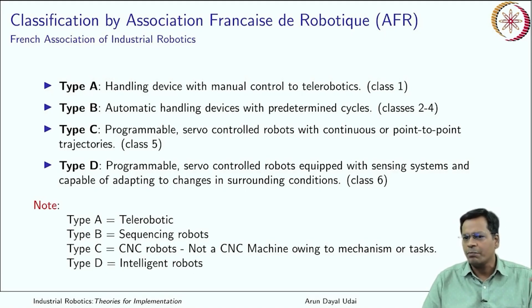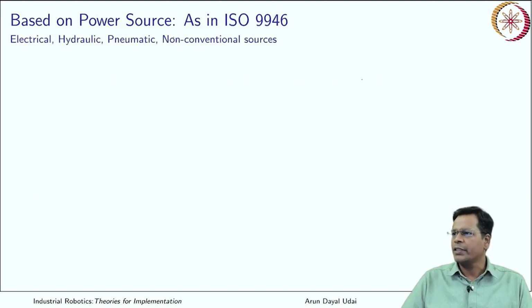Now we'll look at some different ways of classifying industrial robots. Moving ahead, based on the power source, how can we classify a robot? As in ISO 9946, this is a mandatory requirement, as I have said. So a robot can be classified with electrical actuators, electrical motors, hydraulic actuators, pneumatic actuators, or it can be powered by some non-conventional sources.